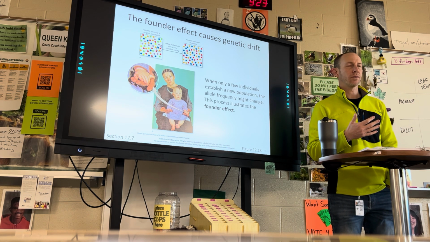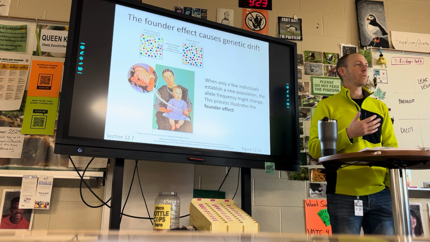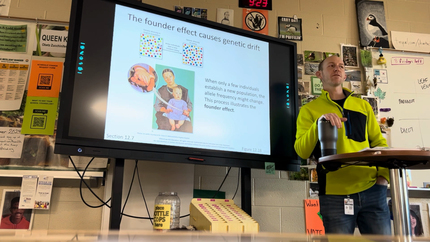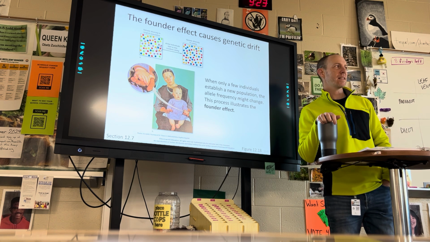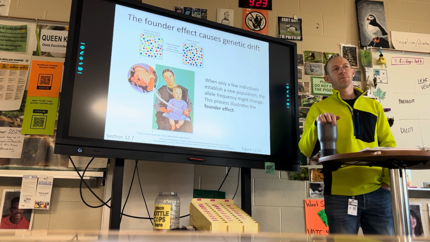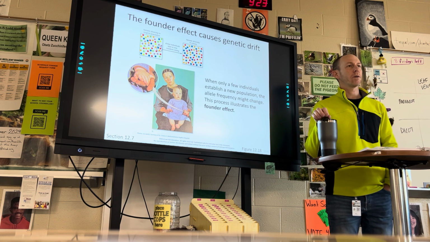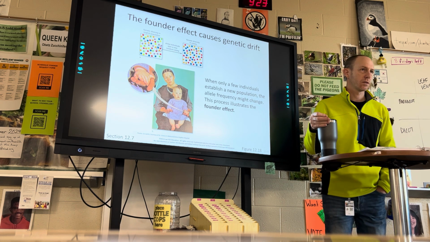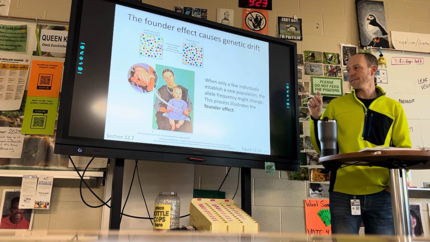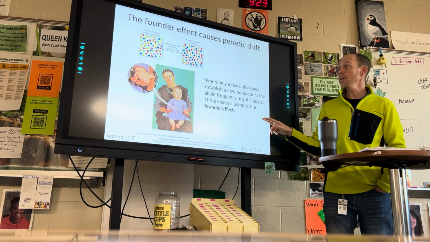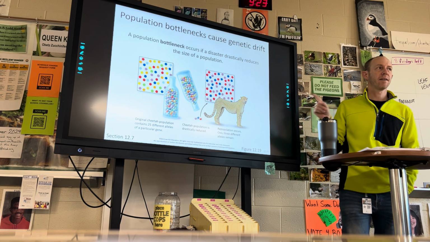It's random because the color of the beetles doesn't matter. You can't be camouflaged from a tornado. Write that down. You can't hide from a tornado with your good camouflage. So a random few individuals go establish a new population: founder effect. The other kind is called the bottleneck effect.